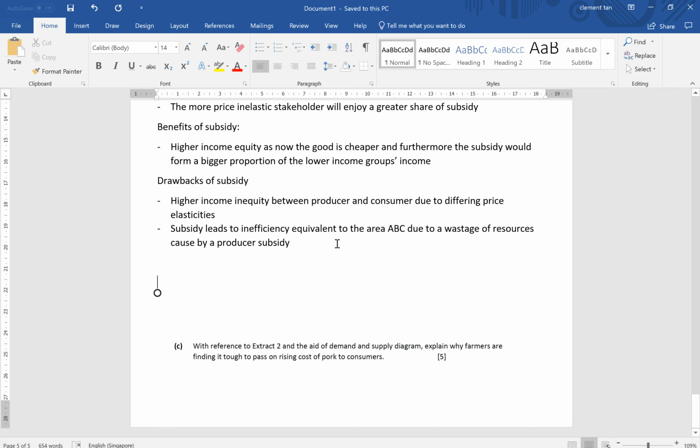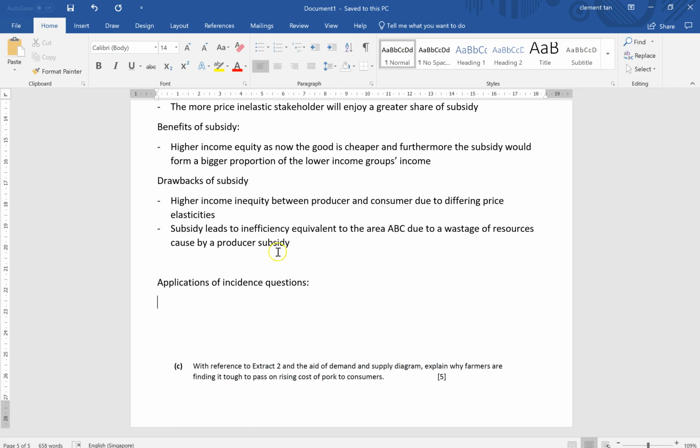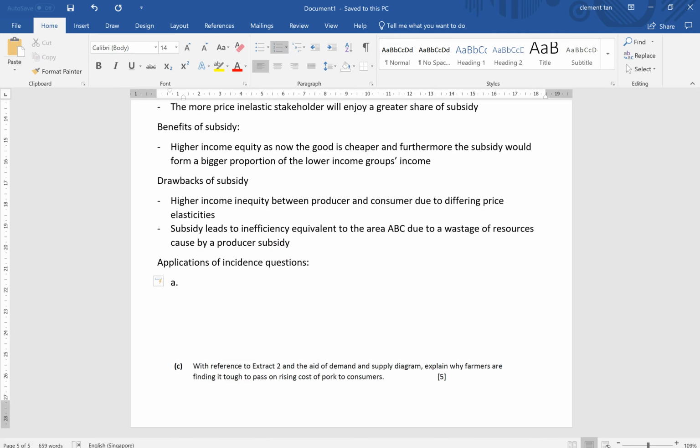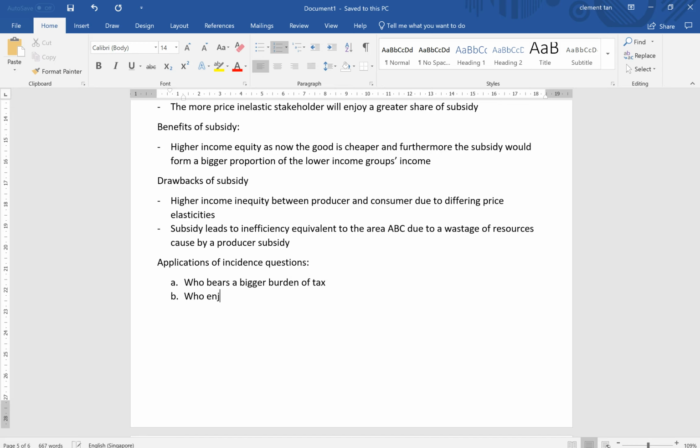What is the application of elasticity, applications of incidence question? There are 3 main areas. A, who bears a bigger burden of tax. B, who enjoys a greater share of subsidy. C, who bears the burden of higher prices, higher costs.